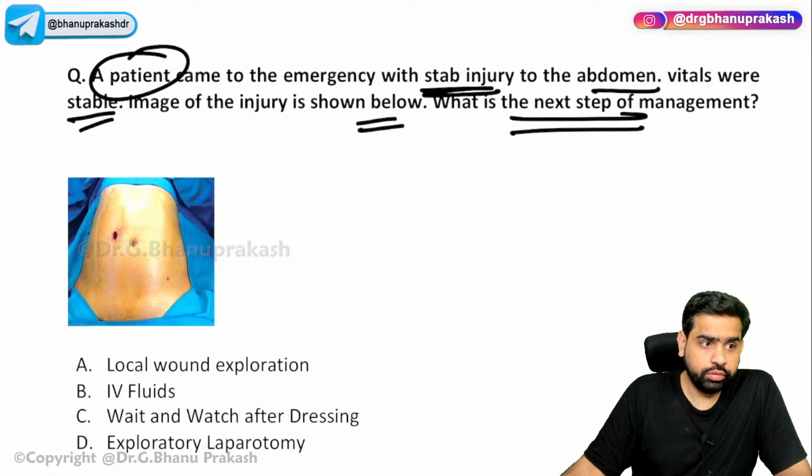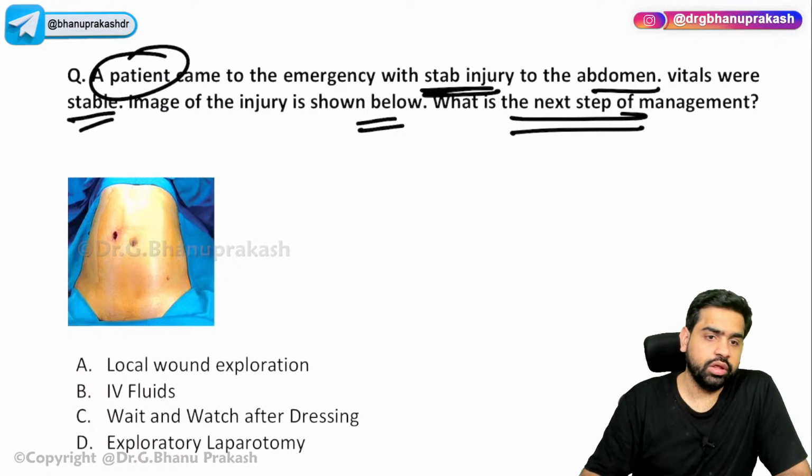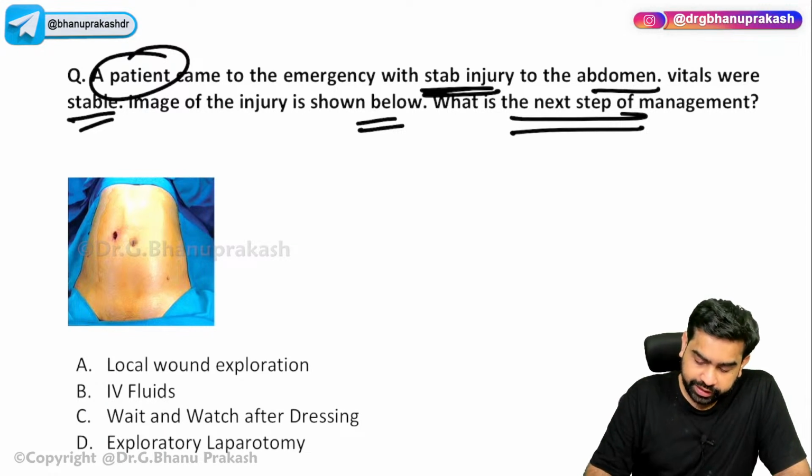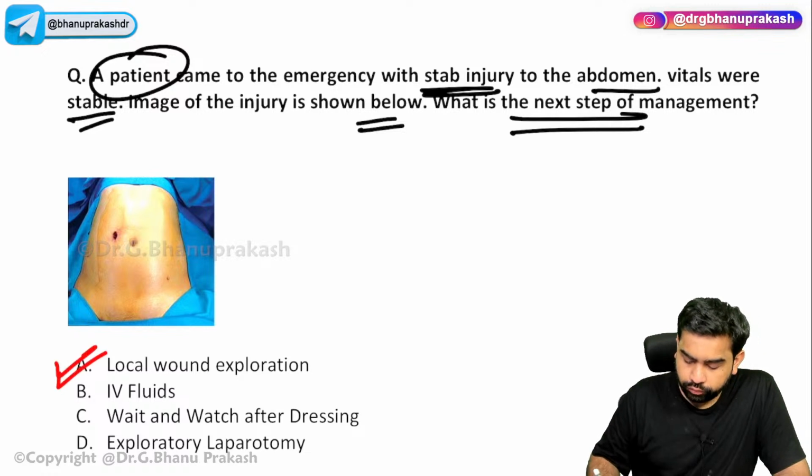There's a patient who came to you after the stab injury to the anterior abdomen, and the vitals of that particular patient are stable. What is the next step in the management? Local wound exploration, IV fluids, wait and watch after dressing, exploratory laparotomy. So yes, absolutely right. Many of you guys have answered it correctly. The answer over here is A, that is local wound exploration.